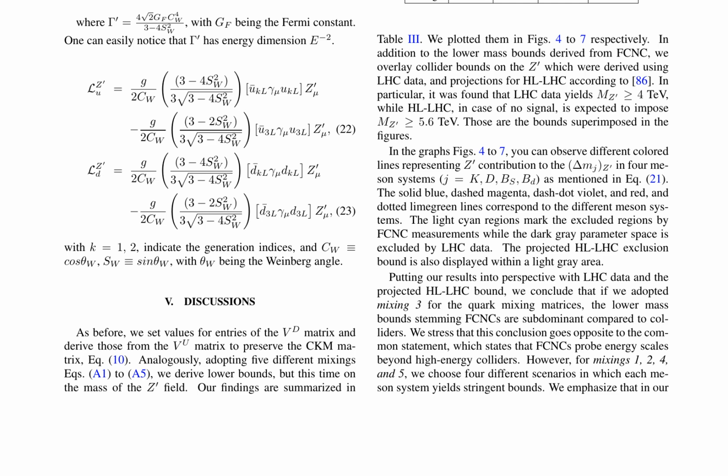In summary, this paper explores the implications of the 331 model on FCNC processes in various meson systems, providing a comprehensive analysis of the effective Lagrangians, quark mixing matrices, and their impact on the Z' gauge boson mass bounds. The findings are presented in both tabular and graphical formats, allowing for a clear comparison with collider data and emphasizing the potential of FCNCs to probe energy scales beyond those accessible by high-energy colliders.